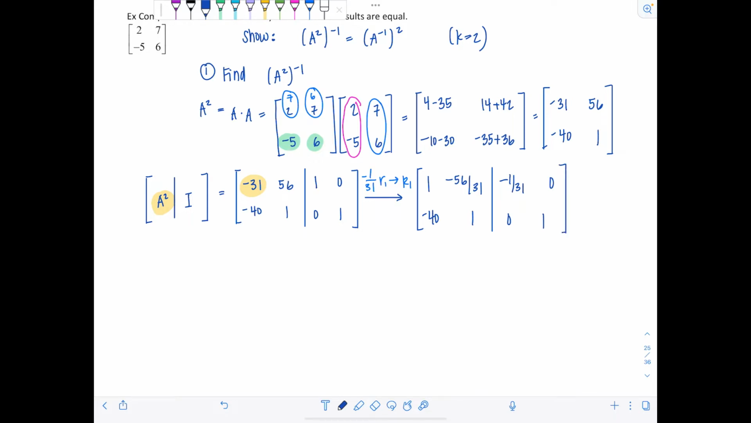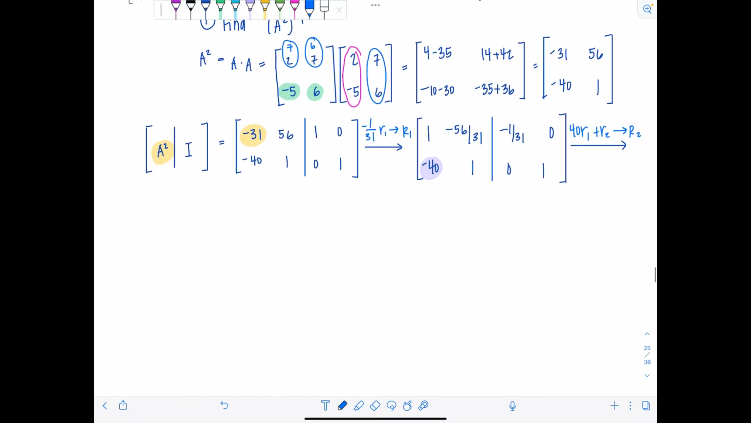Very nice. Okay, next we turn our attention to row 2, column 1. That needs to be a 0. We do it using the pivot, or that 1 that we just created. So I'll take 40 times row 1, add it to row 2, and that's my new row 2. Very good. So let's see what we have.